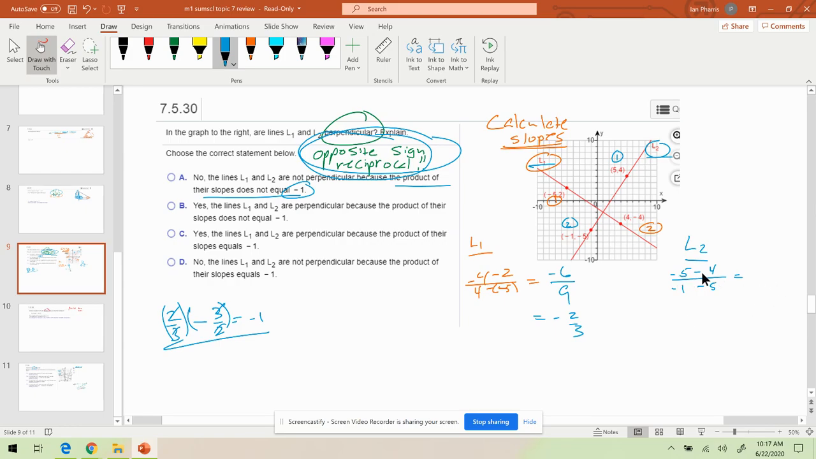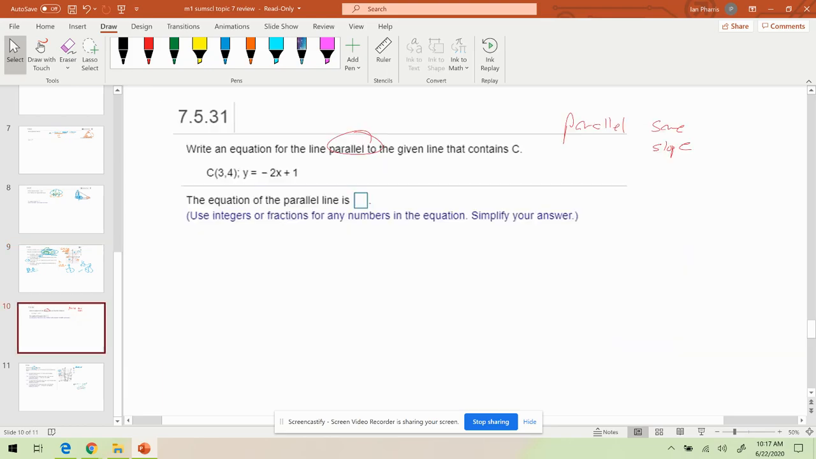Over here, -5 minus 4 is -9. And -1 minus 5 is -6. That reduces to 3/2. Are those opposite sign reciprocal? Ding, ding, ding! Yes, I think that would be the right answer. I'm not sure if your graph is going to be the same on the review, so make sure you're doing the same analysis. Okay, next, we have to do a little bit of review back from semester 1.